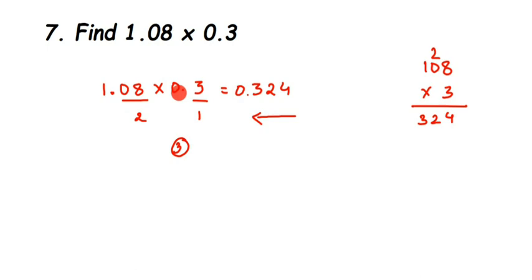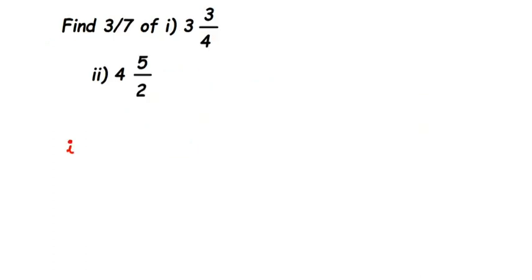Then the next question, we have to find out 3/7 of 2 mixed fractions they have given. So first one, 3 by 7 of, it's like the first question we have done, but this is a mixed fraction, 3 by 4. Now suppose they have given like this, we have to first convert this into an improper fraction. So 3 by 7 of means multiplication. So convert this into an improper fraction. 4 3s are 12. 12 plus 3 is 15. 15 by 4. Now try to cancel.